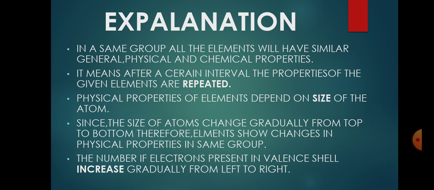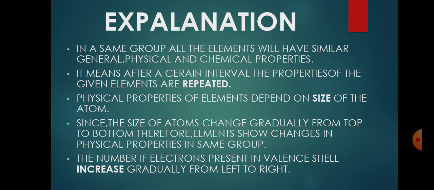Like for example, we know that in the modern periodic table, we explain that the physical and the chemical properties of the elements are the periodic function of their atomic number. Means that the physical and the chemical properties are repeated after a certain interval and are based on the atomic number. It means after a certain interval the properties of the given elements are repeated.